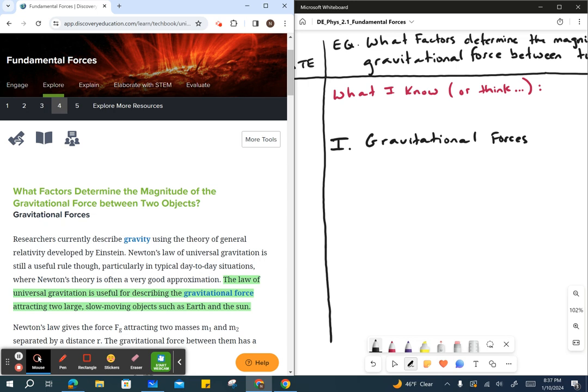But sentence number 2, Newton's law of universal gravitation is still a useful rule, especially for day-to-day situations. And in green, you can see the law of universal gravitation is useful for describing the gravitational force attracting two large, slow-moving objects such as Earth and the Sun. Okay, gravitational forces.